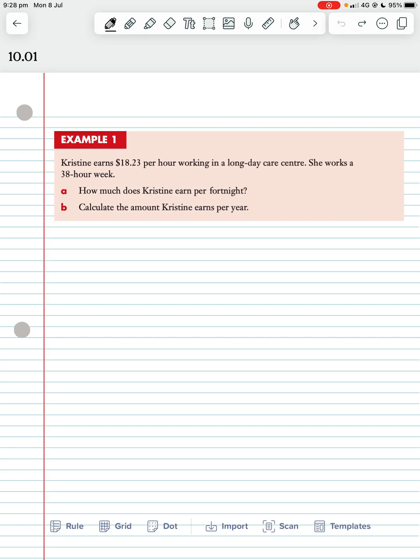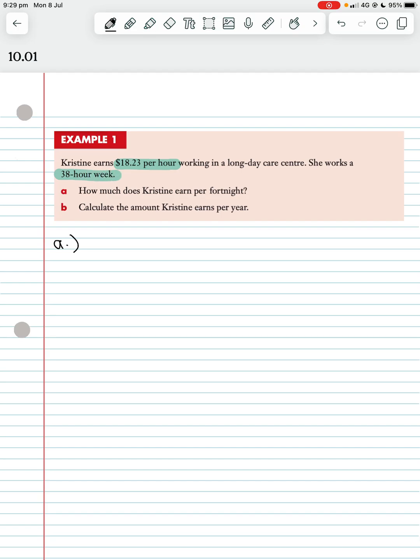So we're going to jump in with this example, and we're going to be looking at Christine's situation. So Christine earns $18.23 per hour working in a long day care centre. She works a 38-hour week. So we want to know how much she earns a fortnight. So the first thing we are going to do is, for A, we want to find out how much she makes a fortnight. You might want to use a highlighting method, which I'm going to show you here. So we know she makes the $18.23 an hour and she works 38 hours a week.